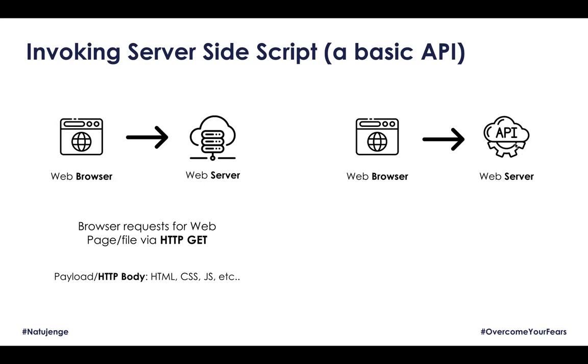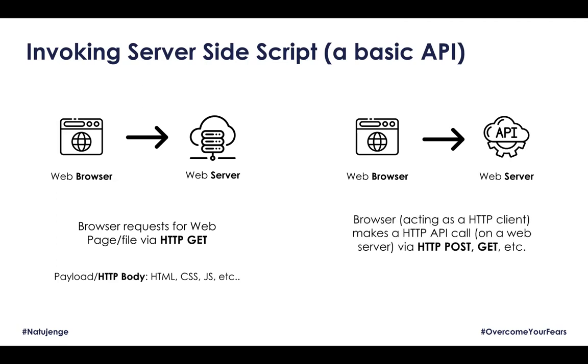Now, this web server is a special one because we are saying it has an API. But at the end of it all, it's the browser acting as an HTTP client, making an HTTP API call on a web server via HTTP POST or GET. Sometimes you might want to ask for a list of all the countries from a service that you have created, and you have an API to get all the countries.